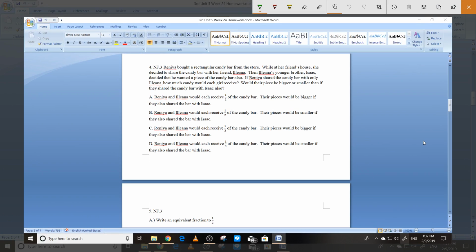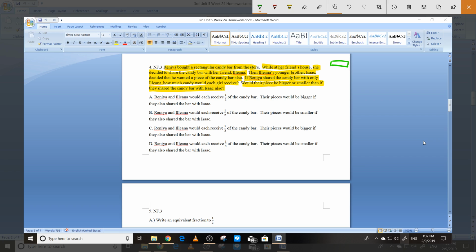Number 4 is also a very interesting question. Renaya bought a rectangular candy bar from the store. While at her friend's house, she decided to share the candy bar with her friend Iliana. Then Iliana's younger brother Isaac decided that he wanted a piece of the candy bar also. If Renaya shared the candy bar with only Iliana, how much candy would each girl receive? Would their piece be bigger or smaller than if they shared the candy bar with Isaac also?